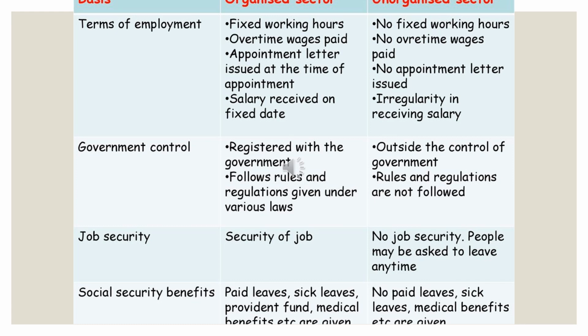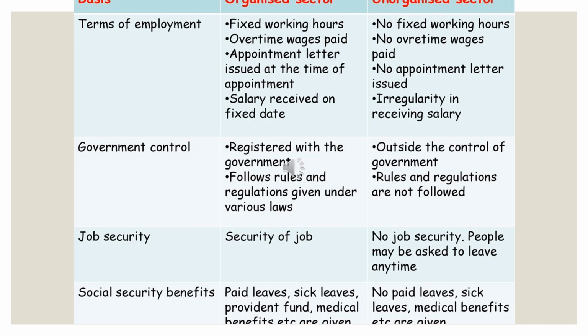On the basis of organization, the sectors can be classified into organized and unorganized. In the organized sector, the working hours are fixed, overtime wages are paid, an appointment letter is issued at the time of appointment, and salary is received on a fixed date. On the other hand, in the unorganized sector, there are no fixed working hours, no overtime is paid, no appointment letter is issued, and there is irregularity in receiving salary. Now, take the example of my maid and myself. I am working in the organized sector and my maid is working in the unorganized sector. So we can classify this accordingly.